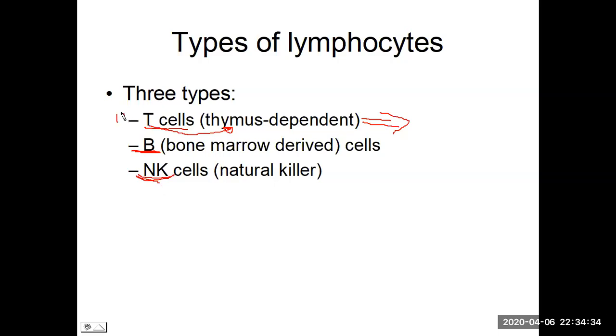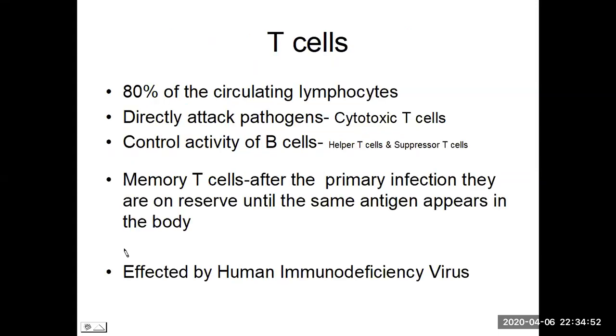So we'll start with the grouping of T cells, and then we'll move into B cells and finish up with just a very brief description of the natural killer cells. So again, each of these are further divided into specific types.